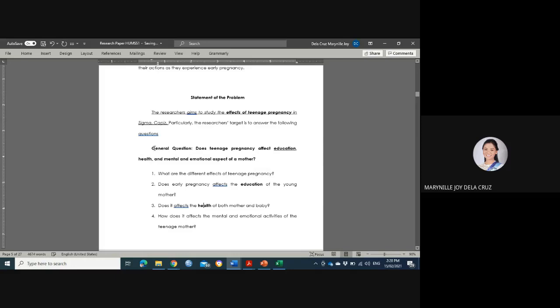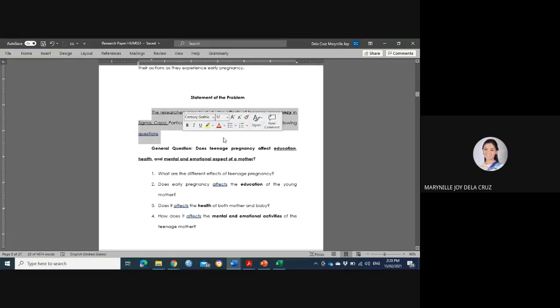This is health. Now, does it affect the mental and emotional activities of the mother? So that is your next. So you have at least three specific variables. Variable one will be your education. Variable two will be your health. And variable three will be your mental and emotional aspect of a mother. So that is how you write your thesis statement.